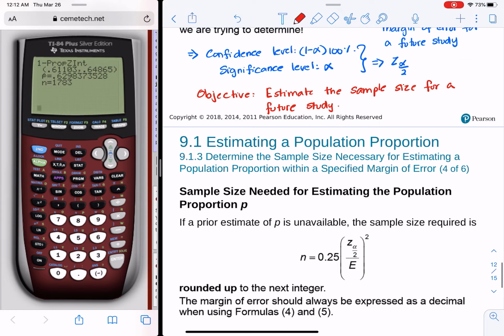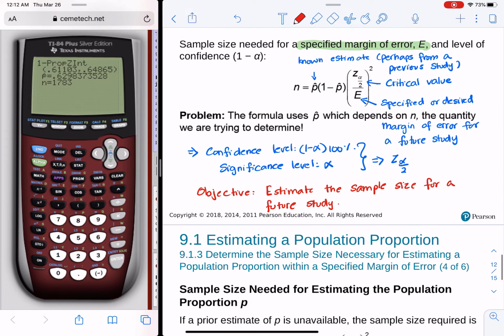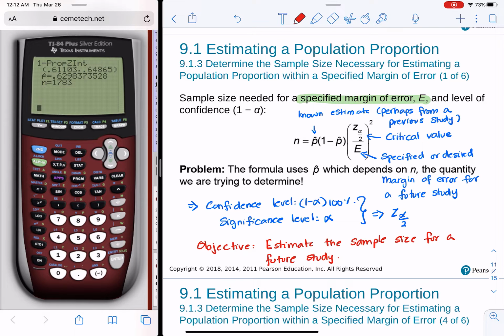Now, if this is the first study that we are trying to conduct and we desire a margin of error, but we don't know p hat. In the previous case right here, we knew p hat from a previous study, and we are doing a future study, and we want to find the sample size of a future study.